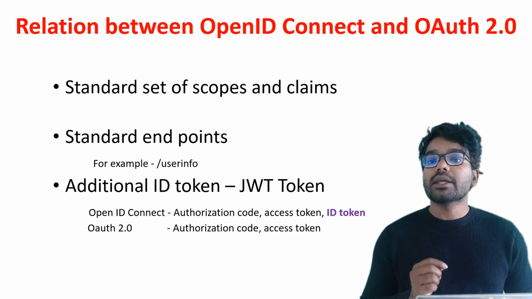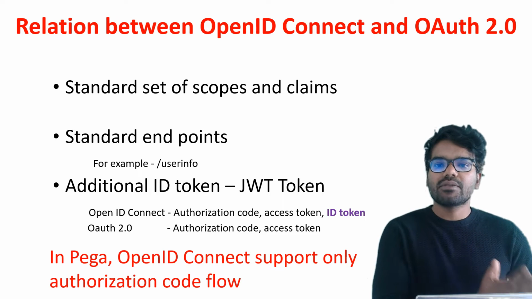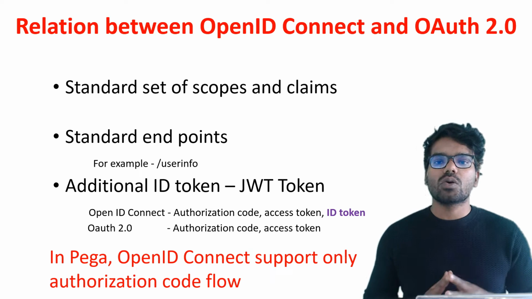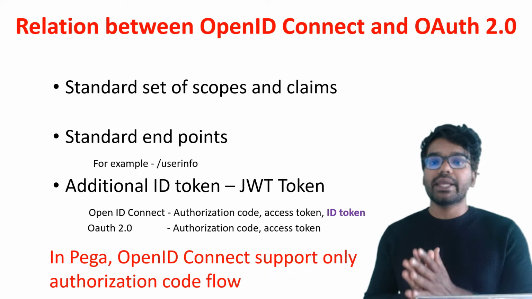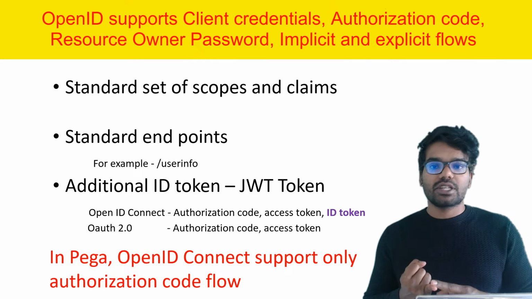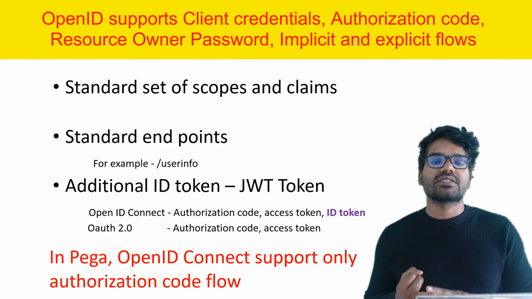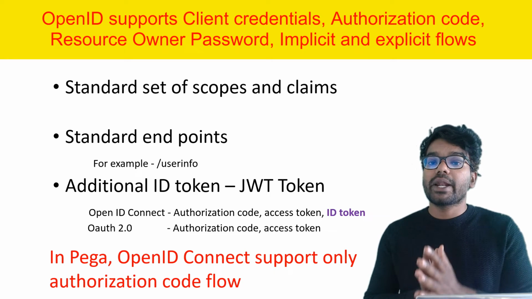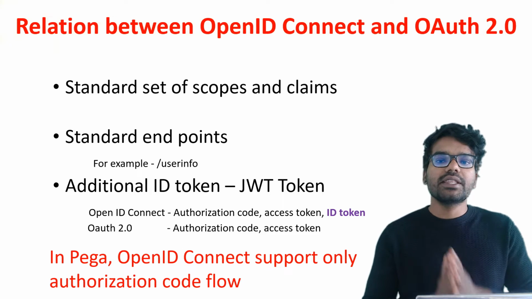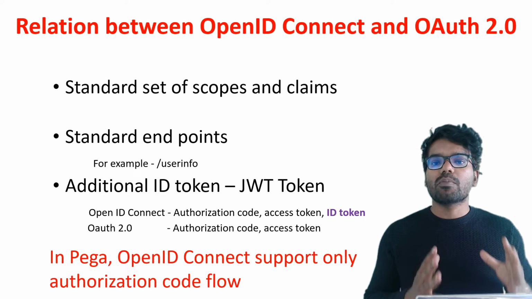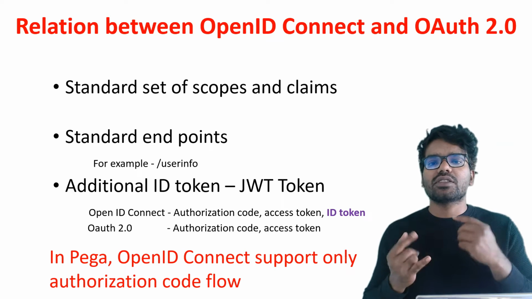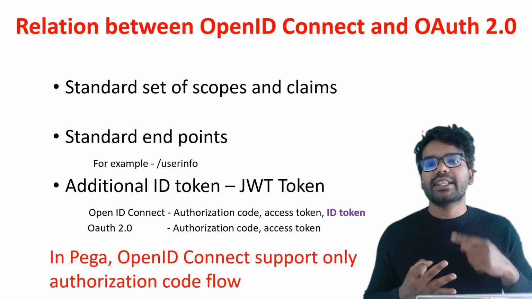The next important point is, as of 8.7, Pega supports only the authorization code workflow for OpenID Connect. If you look at OpenID Connect, by default it supports a lot of workflows, for example, the authorization code or the client credentials. There can be different workflows which OpenID Connect supports, but Pega out of the box supports only the authorization code workflow. So we are bound to use only the authorization code workflow, which uses different tokens: the authorization code, access token, and then ID token.